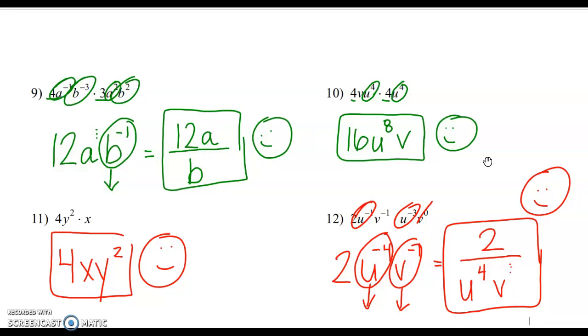So that's the rule today that we have to combine with the ones from yesterday. When you multiply like bases, you add the exponents.